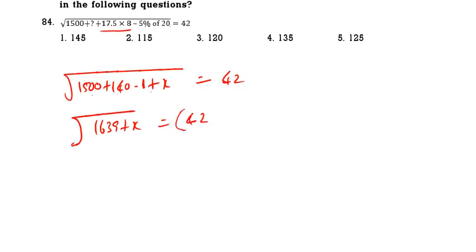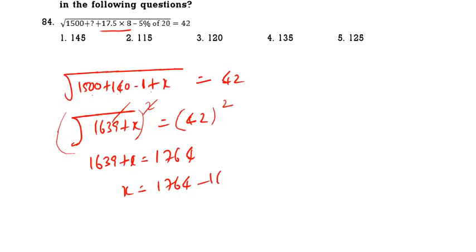Now to cancel the root, you square on both sides. If you square on both sides, square and root will get cancelled. So 1639 plus x is equal to 1764. X value, 1764 minus 1639, that is 125. 14 minus 9 5. 5 minus 3 2. 7 minus 6 1. 125 is the correct answer. Option 5. Option 5 is the correct answer.